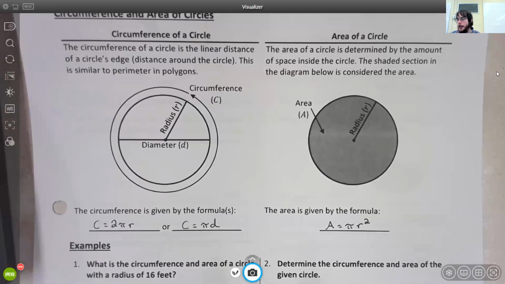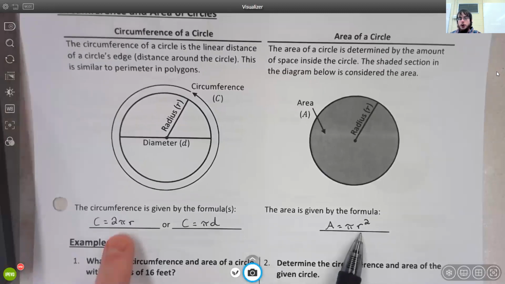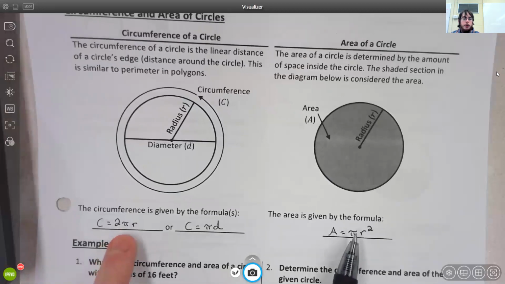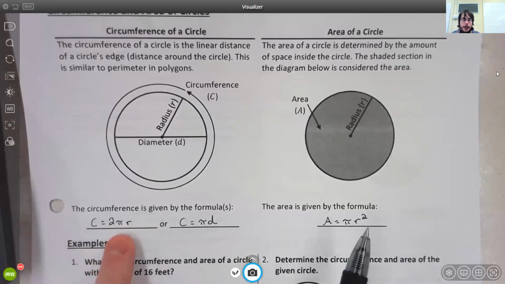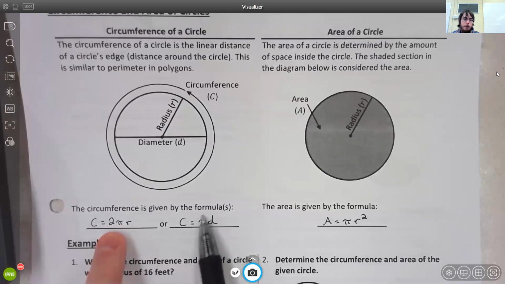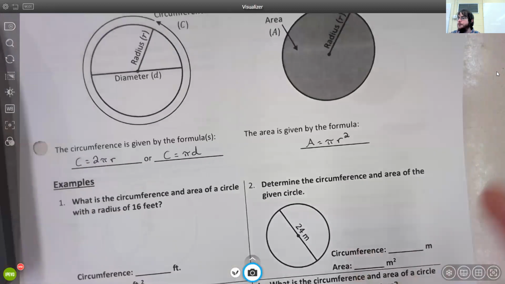So pi r squared and 2 pi r. This is the reason that I choose to find my radius in all situations, because if I want to find the circumference or the area, I can always use 2 pi r or pi r squared instead of having to worry about pi d. Okay, so let's look at number 1.